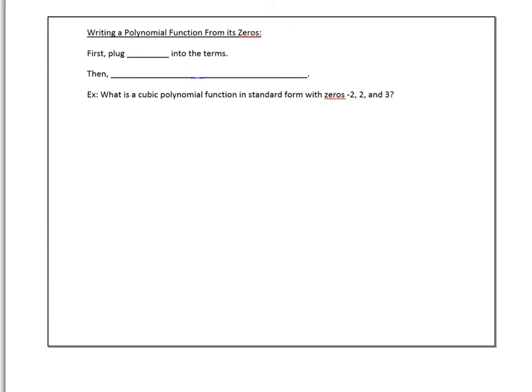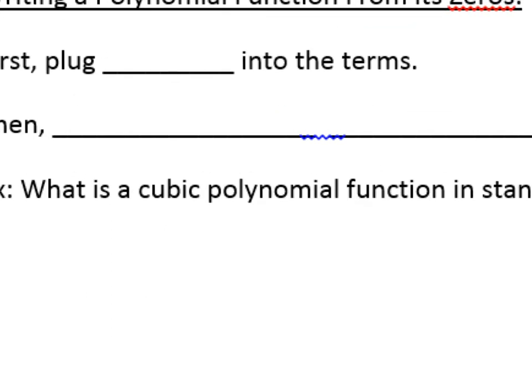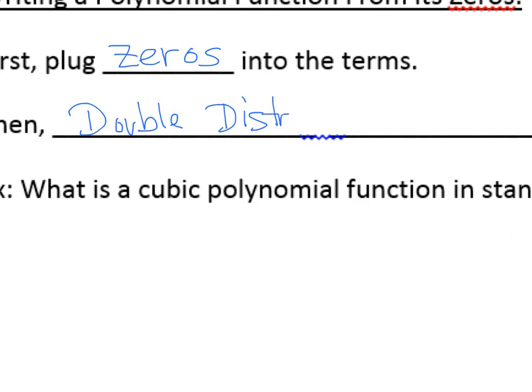Now we're going to do the opposite, where they give us the zeros and we have to write the polynomial function. Again, this is something we did before with quadratics. Now we're just dealing with it with cubics in this case. So the first thing we're going to do is plug the zeros into the terms. And then we're going to double distribute, which again we call FOIL a lot. And that will give us our polynomial function.